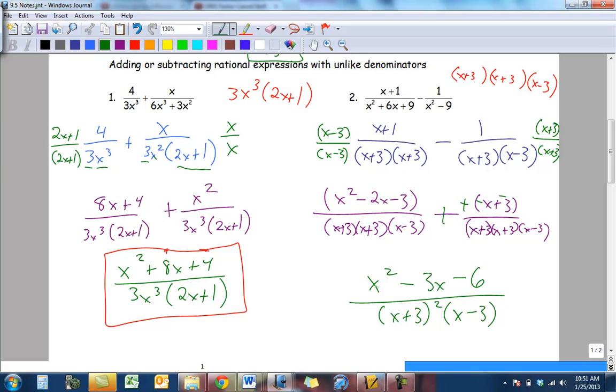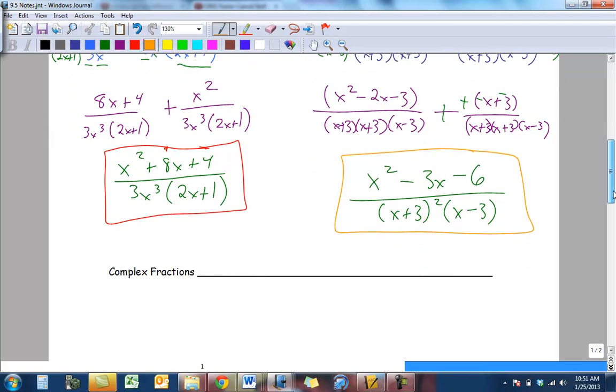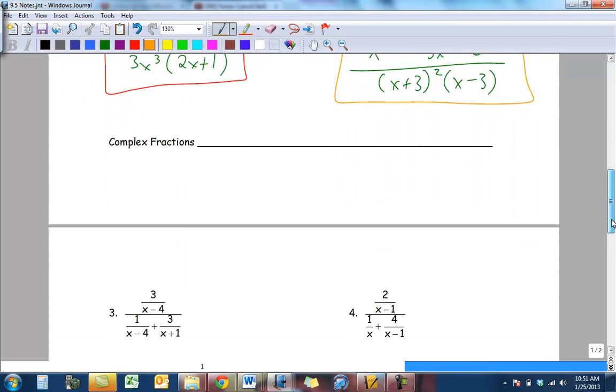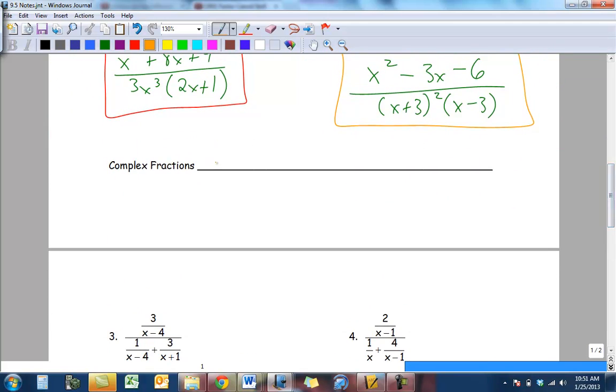Now again, look at this top. What multiplies to negative 6 but adds up to negative 3? In this case, nothing. So again, we're all set there. All done. All right. That brings us to page 2. This should have been on page 2.